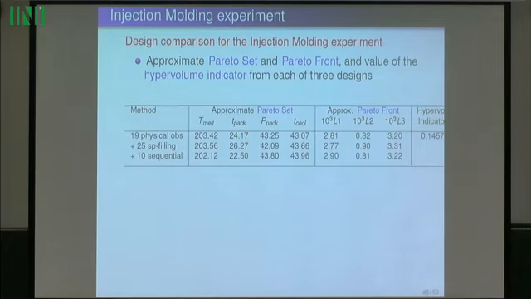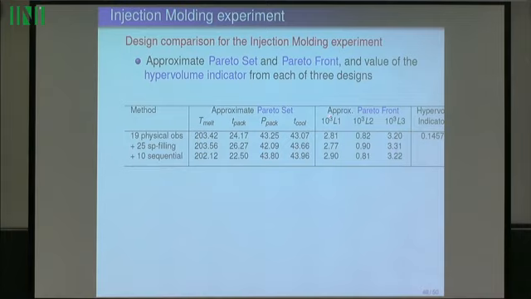Okay, here's the value of the hypervolume indicator when we finish. Here's the approximate Pareto front, or the estimated Pareto front that we got with our three shrinkages.